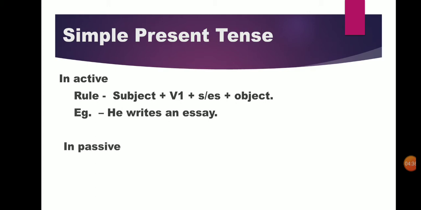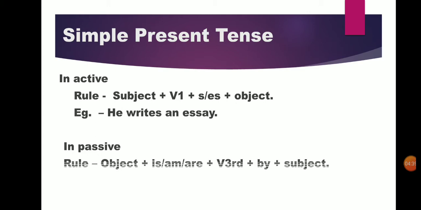When we change this into passive voice, we use first of all the object. After writing the object we use is, am, are according to the object. Then the verb third form, as I have mentioned that only the verb third form is used in passive voice. Then by, then the subject. Now see how we change this example, he writes an essay, in passive voice.